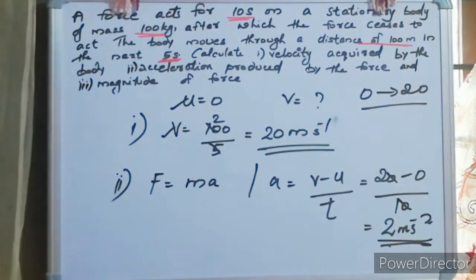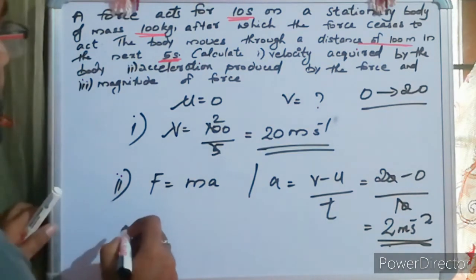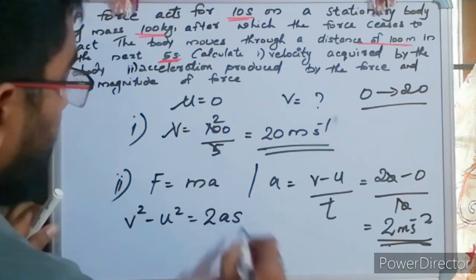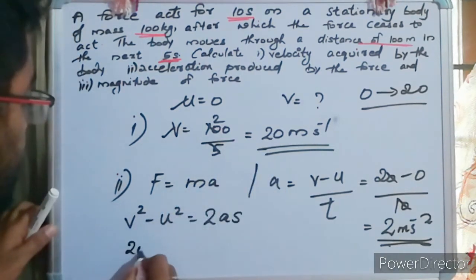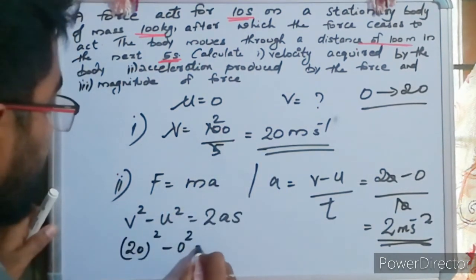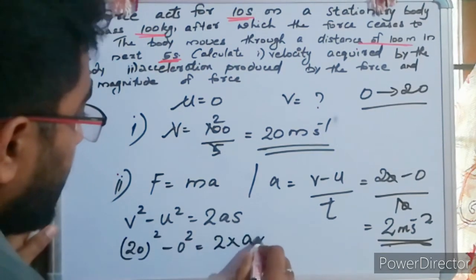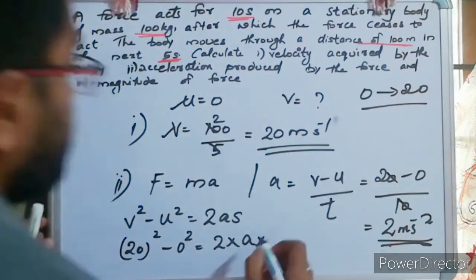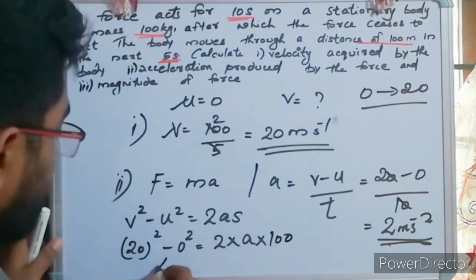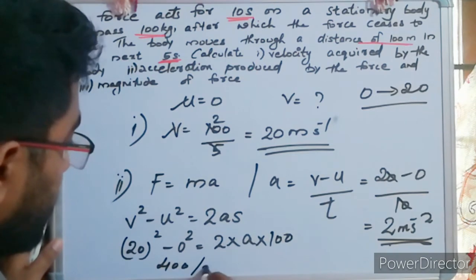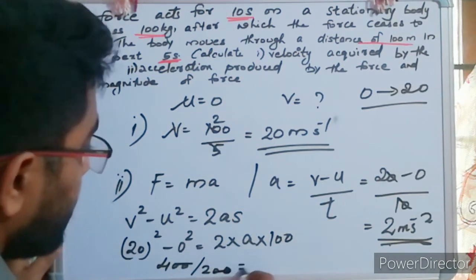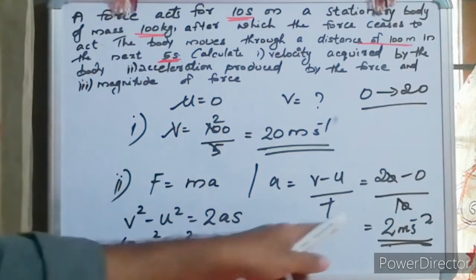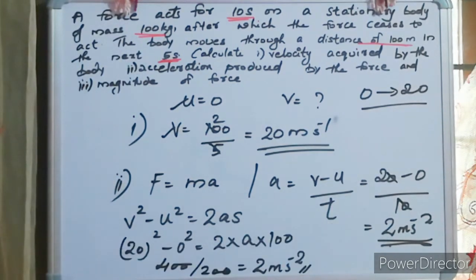Or you can use the equation v square minus u square is equal to 2as. So 20 square minus 0 square is equal to 2 into a into the distance, which is 100 meter. So 400 divided by 200, and again you will get 2 meter second raised to minus 2. So your acceleration is equal to 2 meter second raised to minus 2.